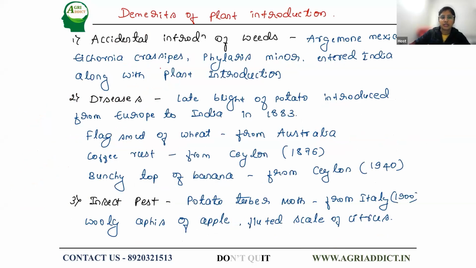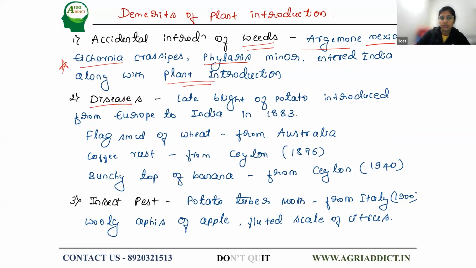So the first reason is the accidental introduction of weed species. Unknowingly we might introduce some weed species which compete with the native crop species, so gradually native crop species might get exhausted. Some examples are Parthenium mexicana, Ichornia species, Phalaris minor. They have entered India along with plant introductions. So these are also important examples you have to remember.